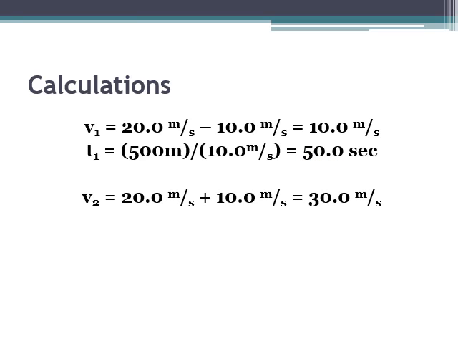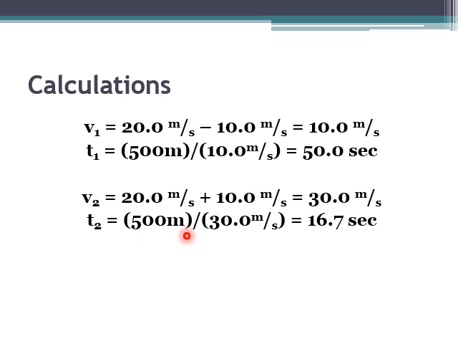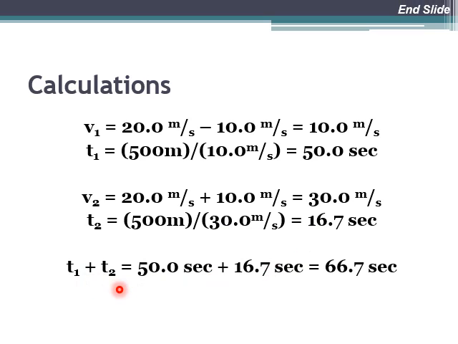If we look at the second part, while it's going back downstream, this time the current is going with the boat. So it's 20 plus 10, which is going to be 30 meters per second. We take the same displacement, which is 500 meters, so it went 500 meters upstream and then 500 meters back downstream. 500 divided by 30 gives us 16.7 seconds. The total time for the trip is going to be 66.7 seconds.